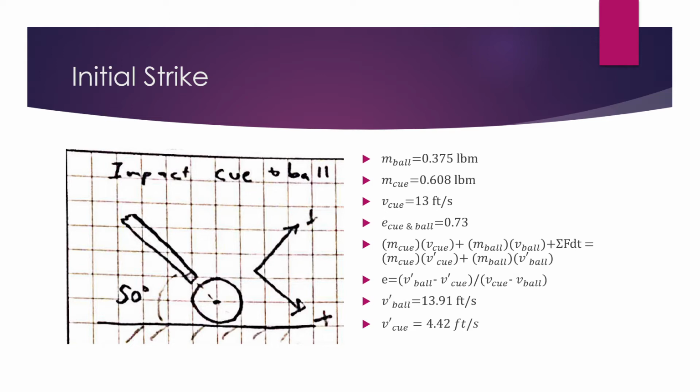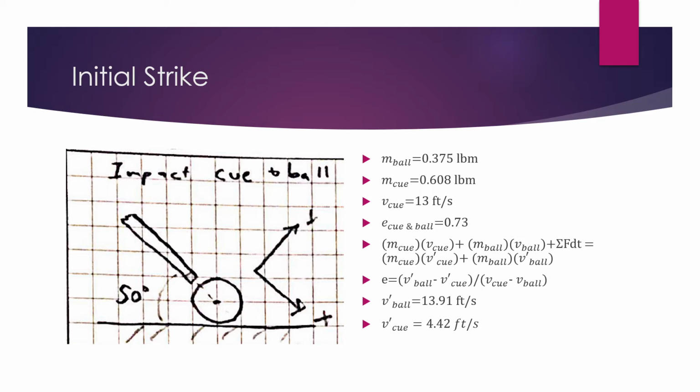I used a momentum balance equation combined with a coefficient of restitution equation to come up with the velocities. The sum of forces dt could be neglected because only the cue and the ball are involved in this. There are no external forces.